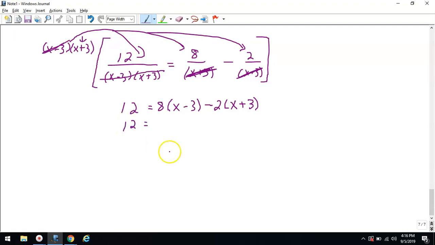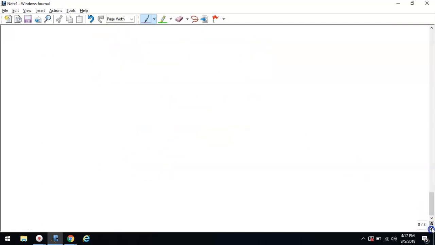I just need to combine like terms, so I'm going to distribute: 8x minus 24 minus 2x minus 6. 12 is equal to 6x minus 30. Add 30 to both sides: 42 equals 6x. Divide both sides by 6: x equals 7. That was a lot easier than I thought it was going to be.